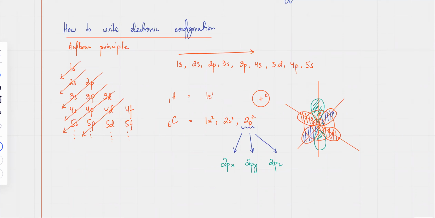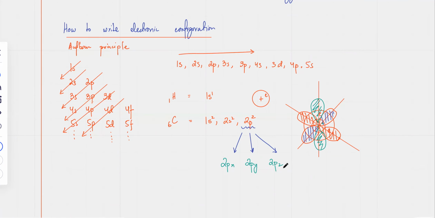So it would be buzzing around in these 2 lobes over here. So that is what 2p subshell means. 2p subshell means that 2 electrons, remember you've got 2 electrons, could exist in any of the 3 orbitals. But remember how to fill a subshell.